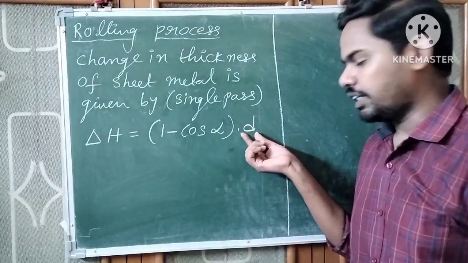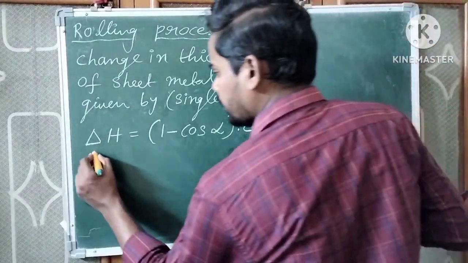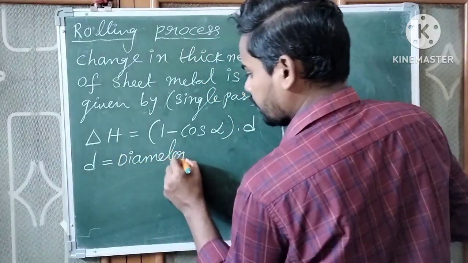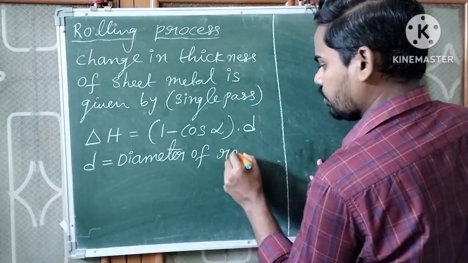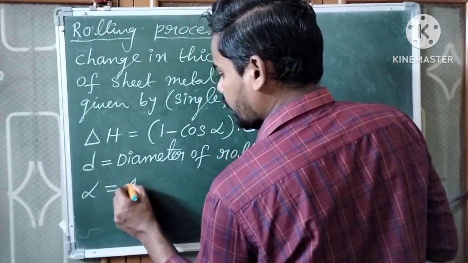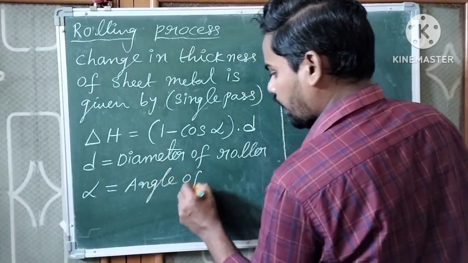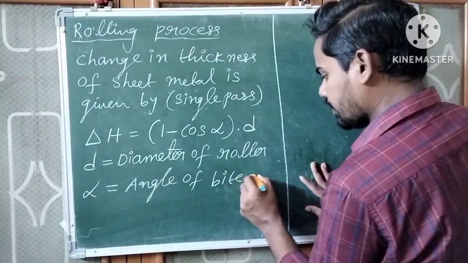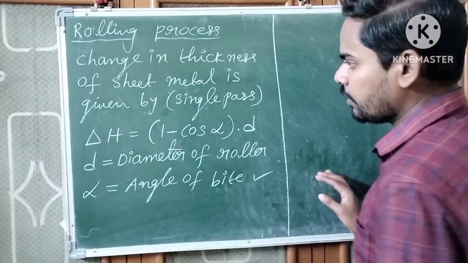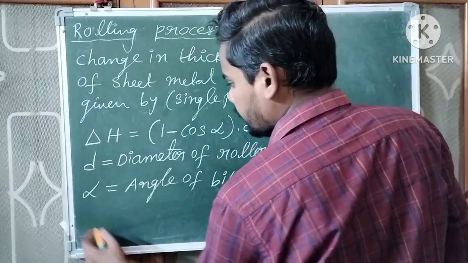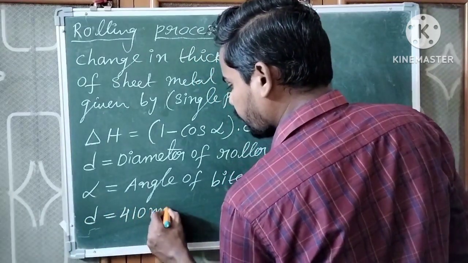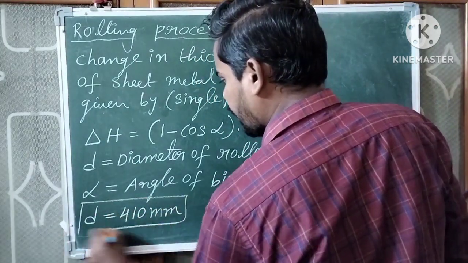Here D is the diameter of each roller, and alpha is called the angle of bite. This is what we need to find: the angle of bite. And delta H means change in thickness. So first of all, how much diameter is given? 410 mm. Diameter is 410 mm.